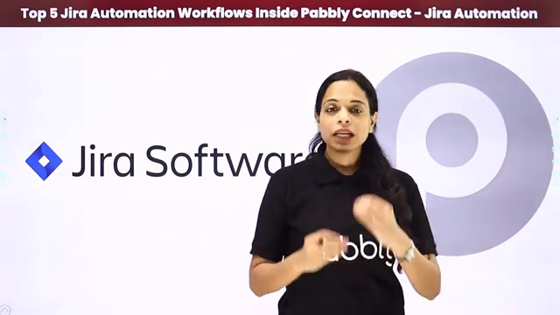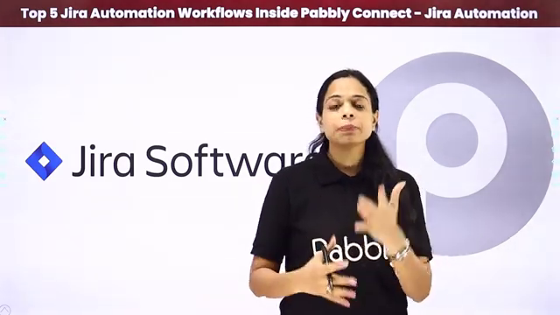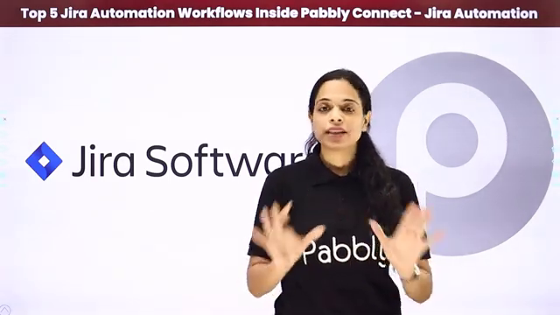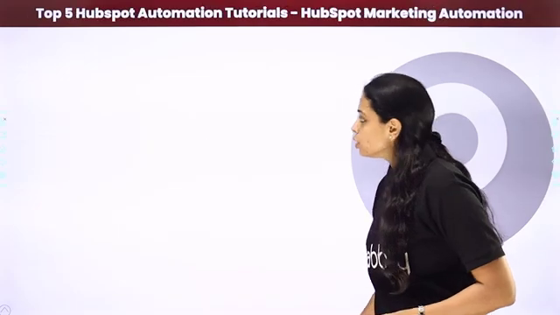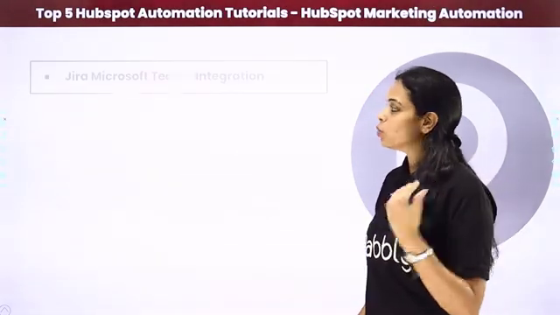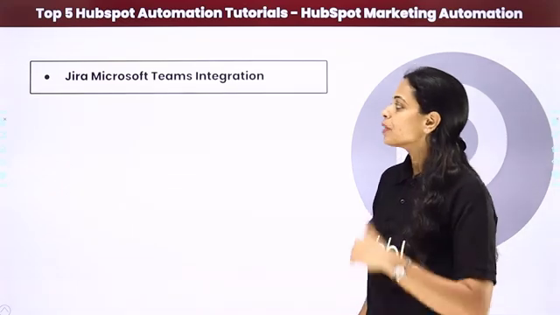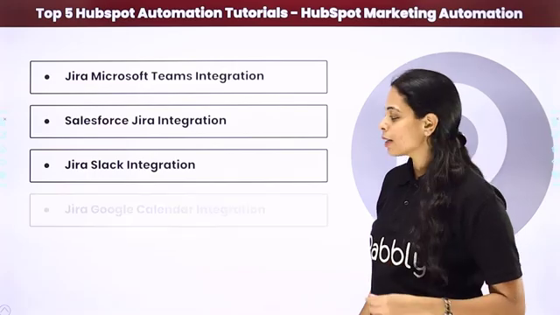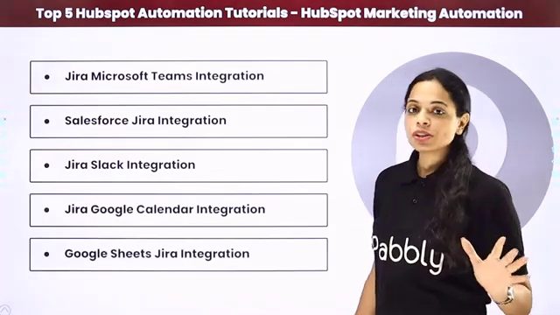And here you would be able to plan, track and update the different softwares that you have easily without any issue. Now, I'm going to tell you the 5 top applications with which you can integrate Jira software. The first one is Microsoft Teams. Then you have Salesforce, Slack, Google Calendar and Google Sheets.